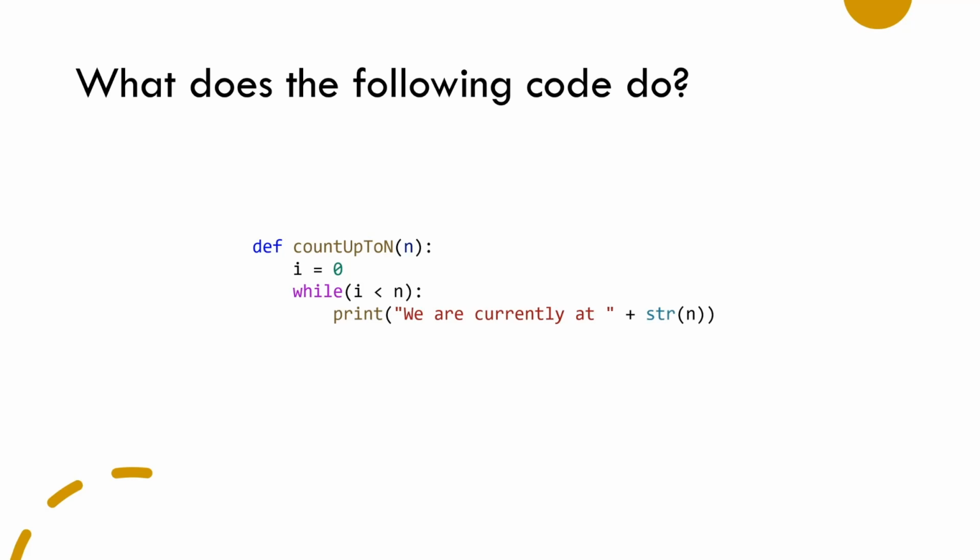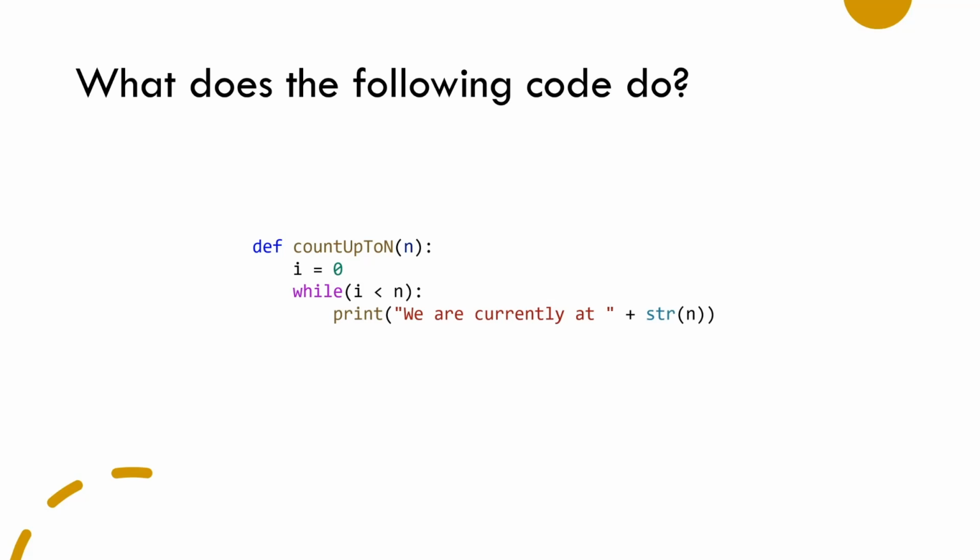Okay, so quick quiz time. I've written this function here. What does this function do? Alright, so the function's called count up to n. We give it variable n. We set i equal to 0, then we enter a loop that happens as long as i is less than n, and we print out what number we're currently at. So that is what we get from reading it. Is that what actually happens?